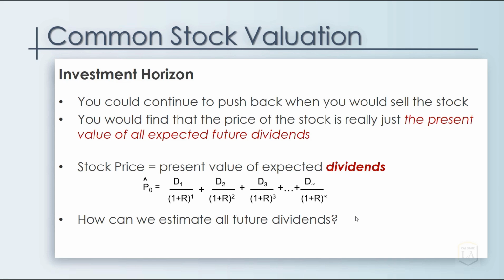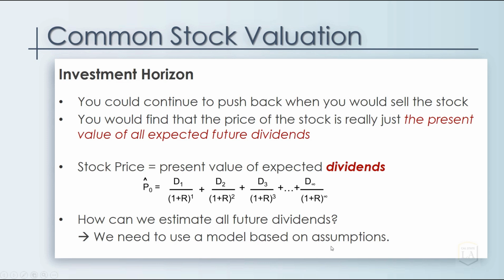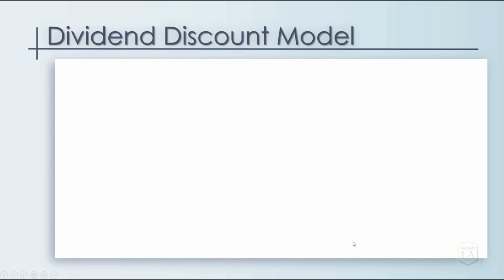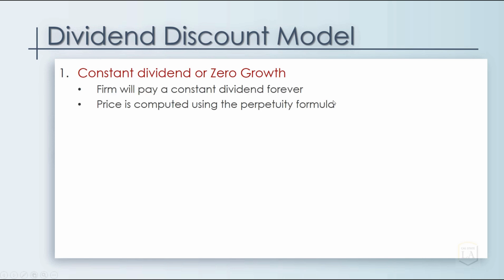So there comes another assumption. We would use a model based on assumptions. And the assumption is called the dividend discount model. And there are 3 different assumptions that we could add to the dividend discount model. First is constant dividend or zero growth. So we are in a sense just assuming that dividend is going to be constant, not changing at all. Growth rate of 0. So firms will pay a constant dividend forever. $1 today, $1 in 1 year, $1 in 2 years, no change in dividend amounts. So this is a very radical assumption.